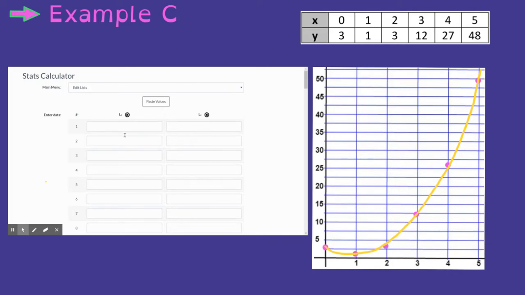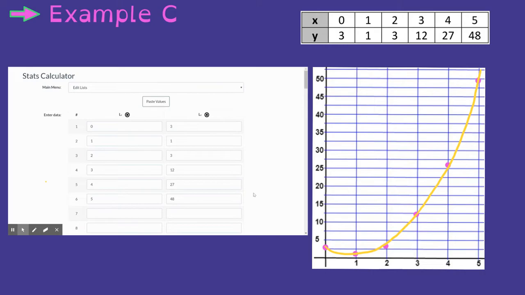So at the very beginning, we're going to go ahead and enter our data that I provided for you on this page as well. On this one, you're going to do your inputs and outputs for each one as you tab over. So I'm going to go ahead and do 0, 3, 1, 1, 2, 3, 3, 12, 4, 27, 5, 48. So that's all my data points.